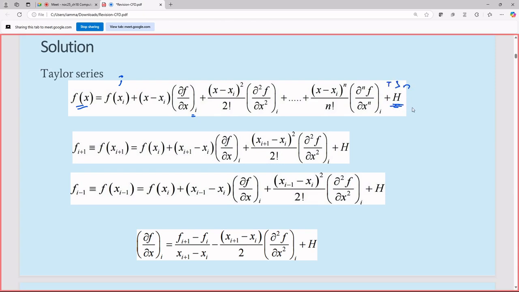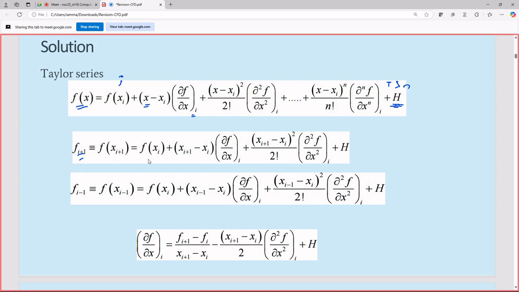Terms greater than n will be represented by h. So if there is one small increment, the I plus 1 term, that is the next adjacent term for this particular f of x, is f of I plus 1, which can be represented by f of x I plus 1. So we are only replacing the x in this equation. In the above equation, x will be replaced by x plus 1. That's a simple difference we will be having.